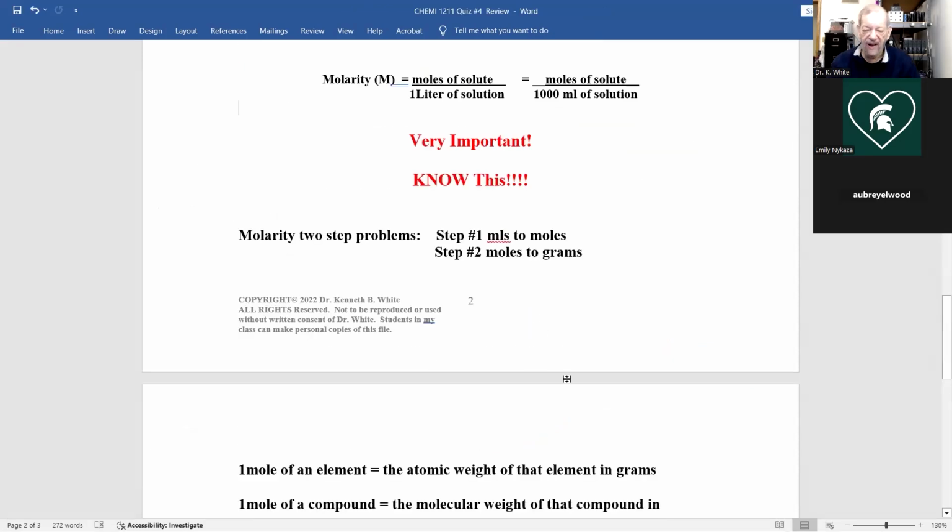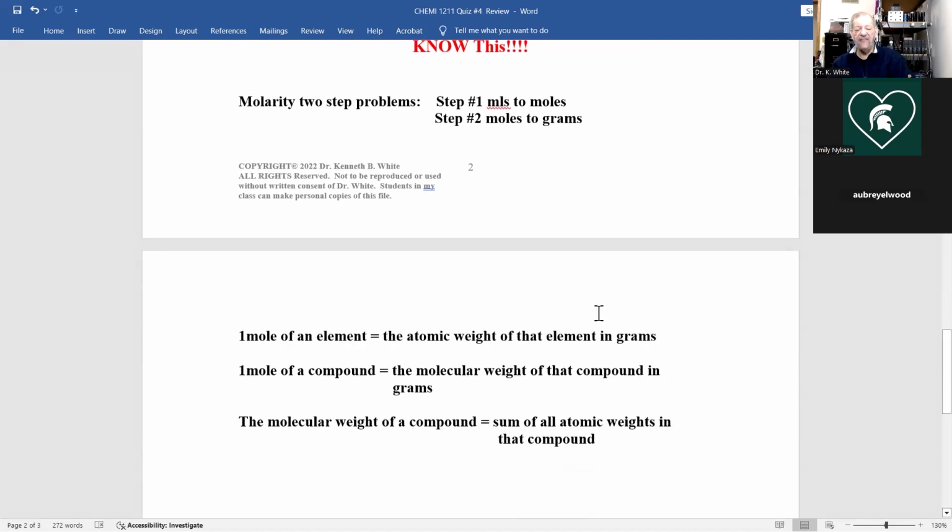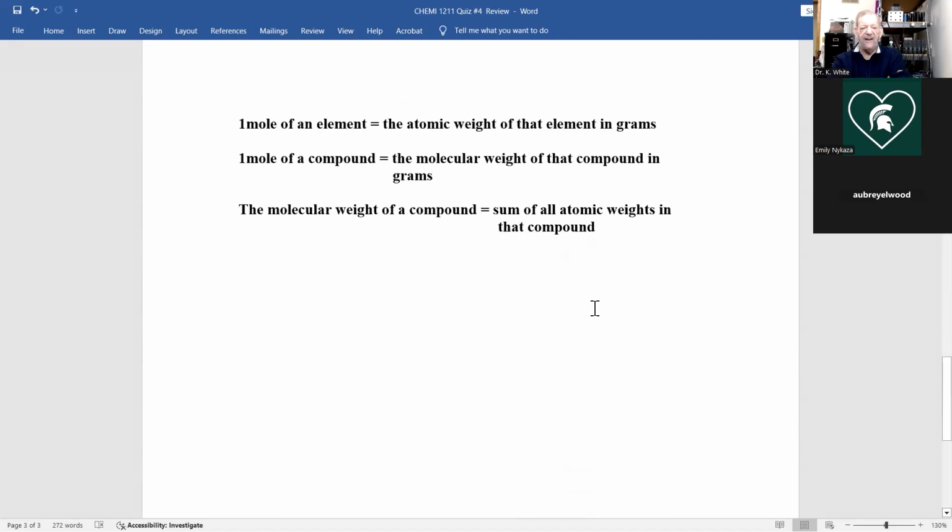Now, in real life, how do you make up stock solutions, different molar solutions? Well, it's the two-step molarity problem. Step one, you convert milliliters to moles. And step two, you convert moles to grams. Now, I also have here, in case you need it, 1 mole of an element equals the atomic weight of that element in grams. 1 mole of a compound equals the molecular weight of that compound in grams. And the molecular weight of the compound is the sum of all atomic weights, which I hope you learned for quiz 3. Now we're going through quiz 4.